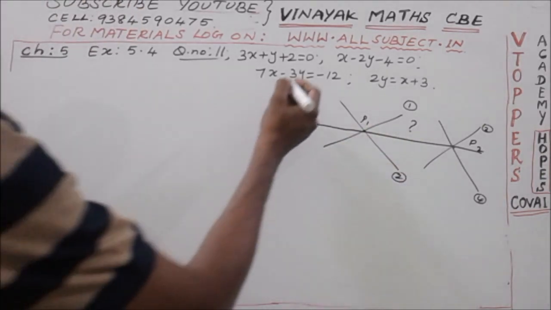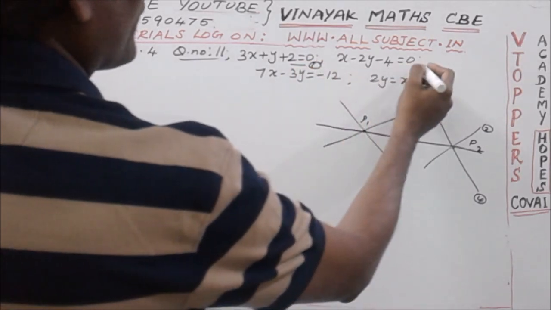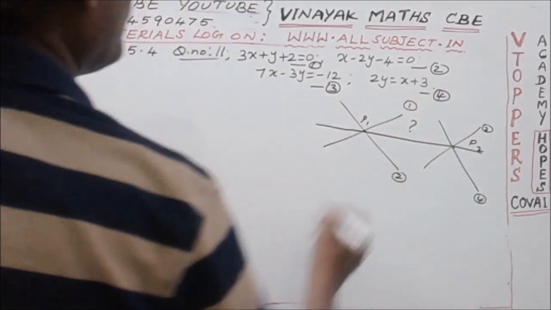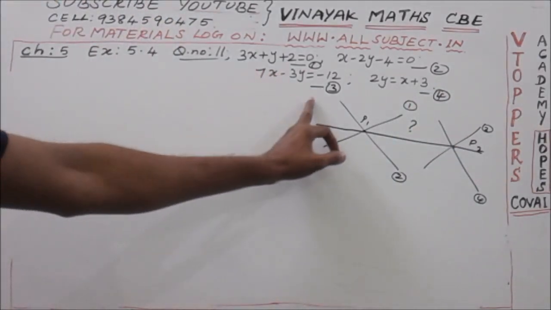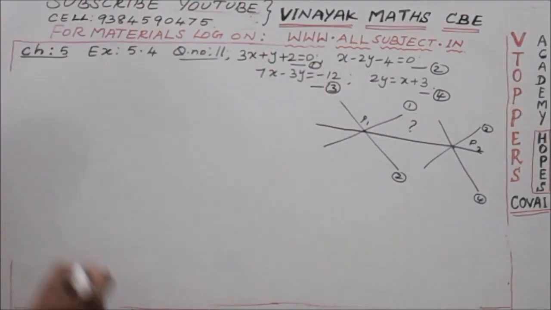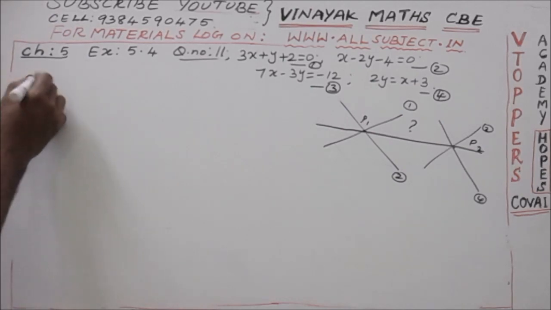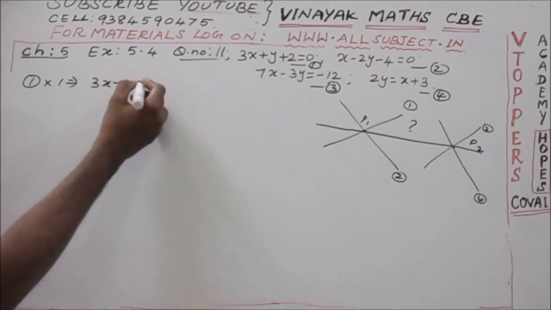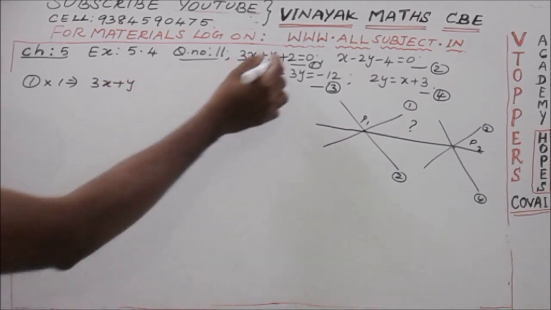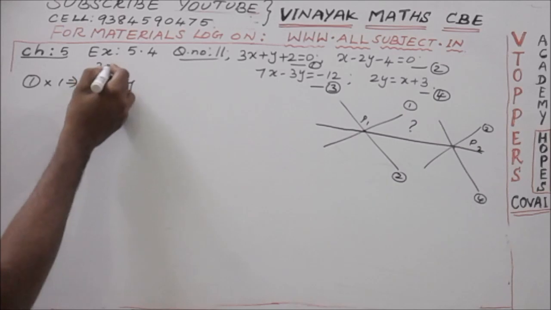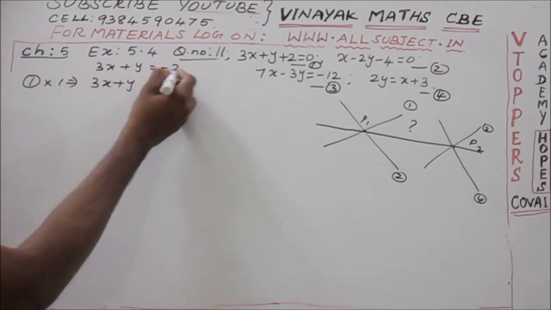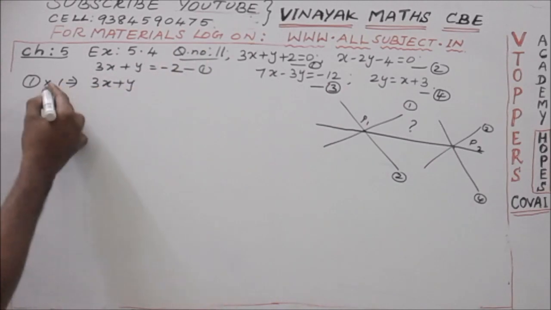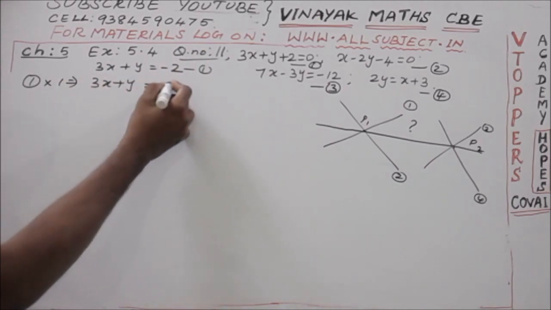Now solving 1 and 2: let this be equation 1, another one is equation 2, here is equation 3 and we have equation 4. Now these two are not in proper form, so we arrange them. First one, multiply 1 into 1, which implies 3x plus y equal to minus 2. Now that is 1 into 1, 3x plus y equal to minus 2.